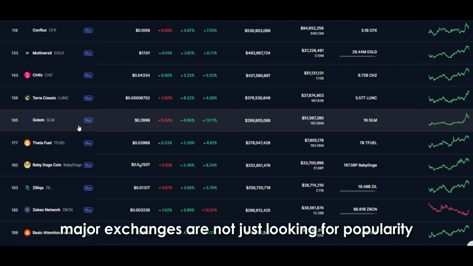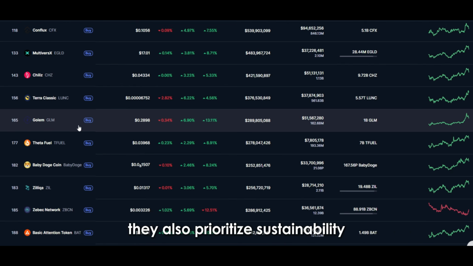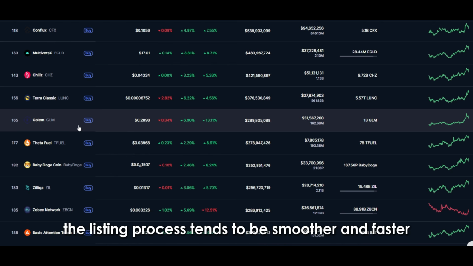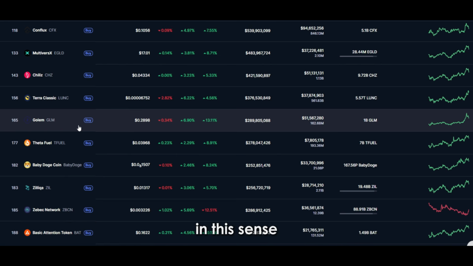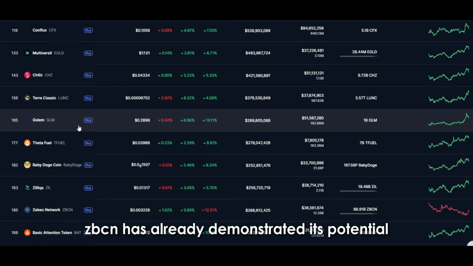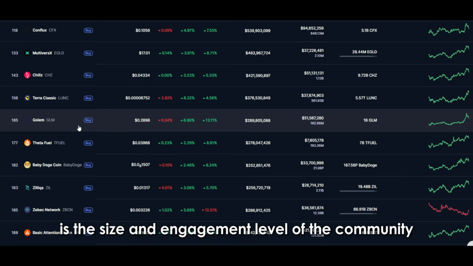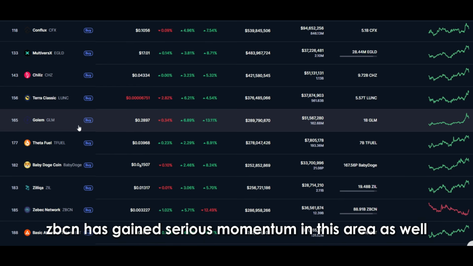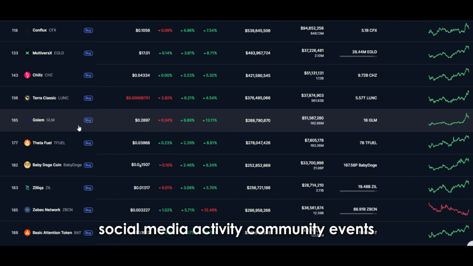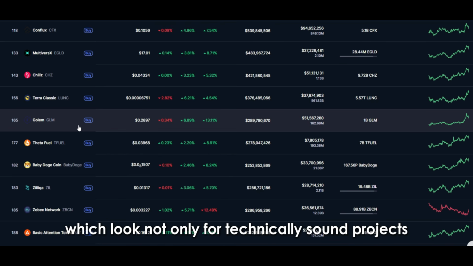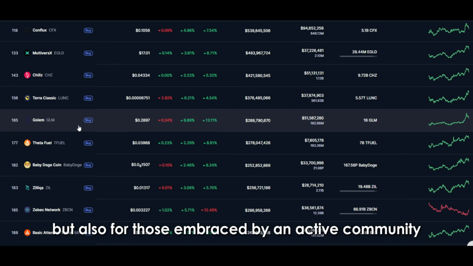Major exchanges are not just looking for popularity, they also prioritize sustainability. If a project offers long-term value to users rather than just riding short-term hype, the listing process tends to be smoother and faster. In this sense, ZBCN has already demonstrated its potential. Another key listing criterion for exchanges is the size and engagement level of the community. Recently, ZBCN has gained serious momentum in this area as well. Social media activity, community events, interaction rates, and user feedback are all highly positive for ZBCN. This naturally increases its visibility on the radar of major exchanges, which look not only for technically sound projects, but also for those embraced by an active community.